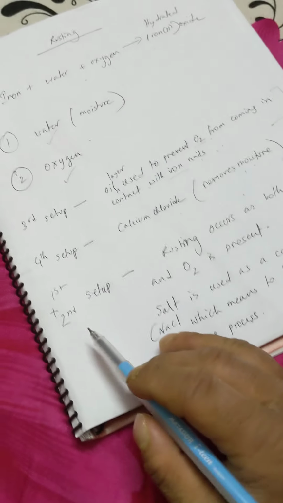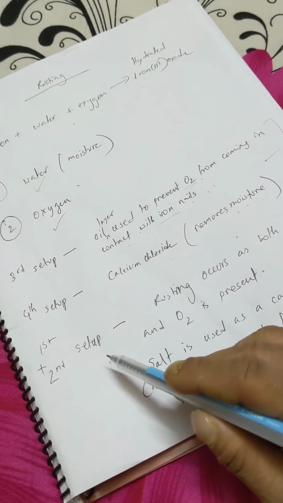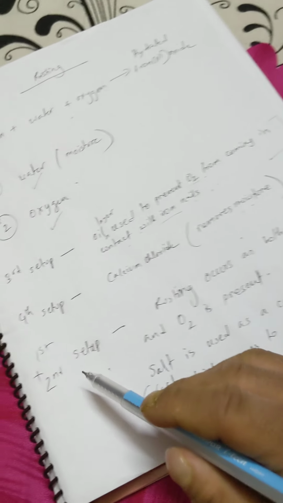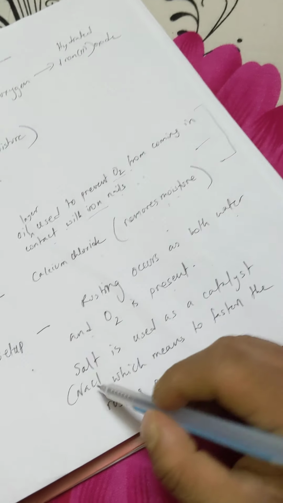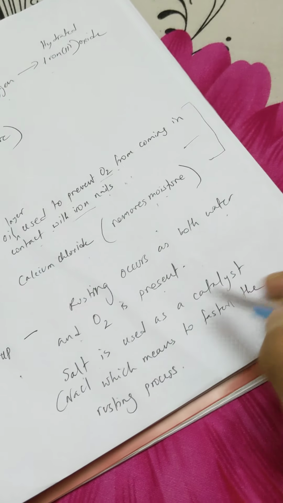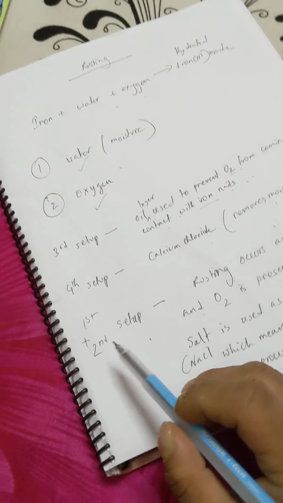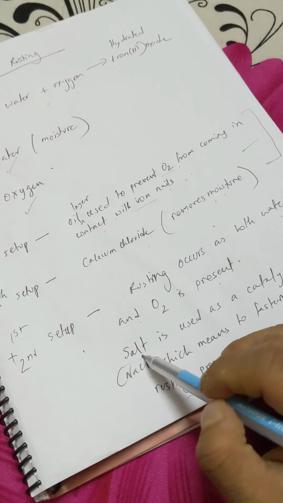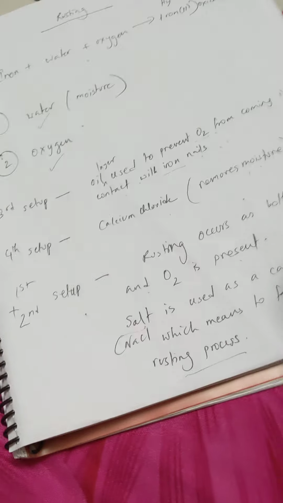And as we have seen, only the first and second setups underwent rusting, because only in those two setups were both water and oxygen present. Salt was used in the second setup as a catalyst, which means to speed up the rusting process. So out of the four, the second one would be the fastest, because salt was used to speed up the rusting process, and obviously the first one will also undergo rusting, first and second.